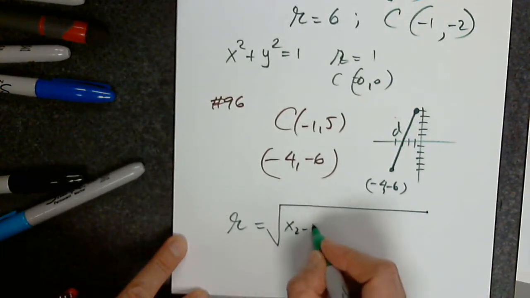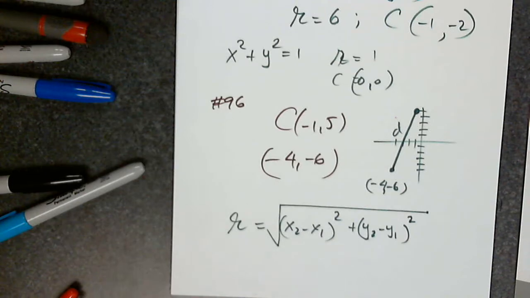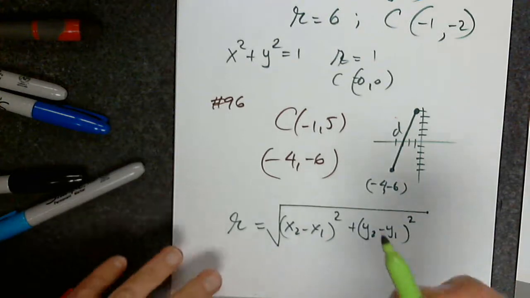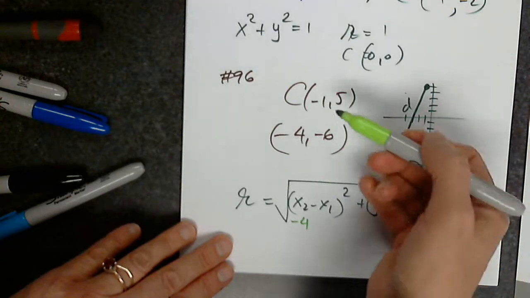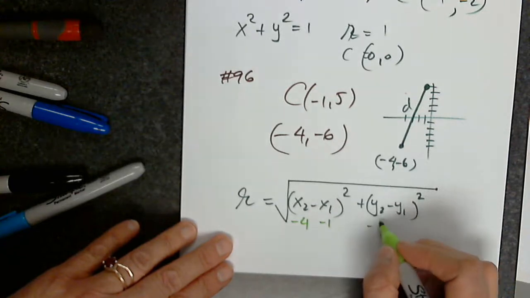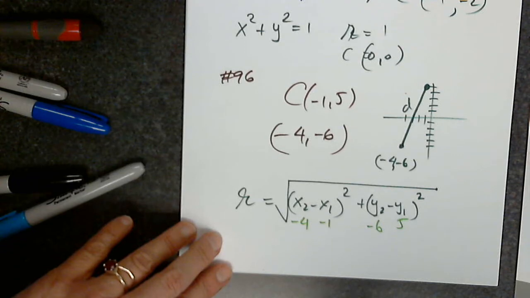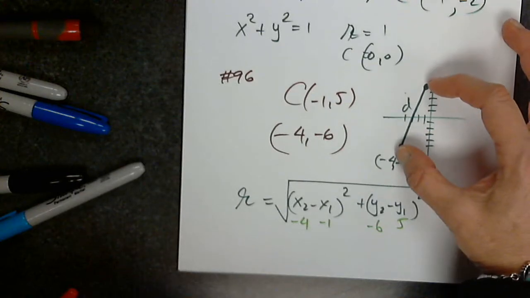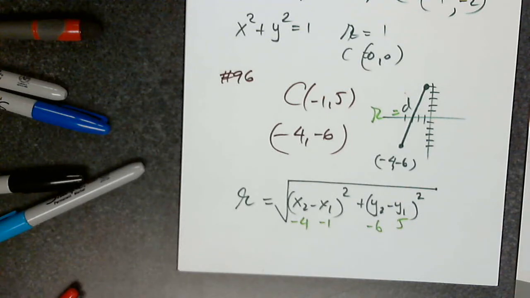Let's write the formula one more time so we don't forget. I recommend writing underneath before you plug them in. So my x2 is -4, my x1 is -1, my y2 is -6, my y1 is 5. It's a distance formula because I have to determine the radius. This is the distance, but it's actually the radius, not the diameter.